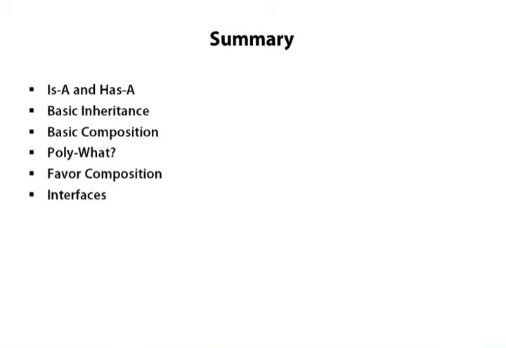Then we went through and we talked about how you should favor composition, and I gave you my personal opinion and some advice on why composition is better to use than inheritance, especially in Java where you can't do multiple inheritance. And finally, we talked about an important concept, interfaces, which allows us to use composition and still allows us to do polymorphism. Well, that's it for inheritance and composition. I hope you learned a lot about using inheritance and composition in Java. And in our next module, we're going to get into a very interesting topic, which is generics.